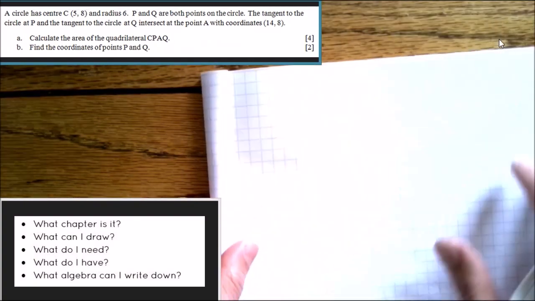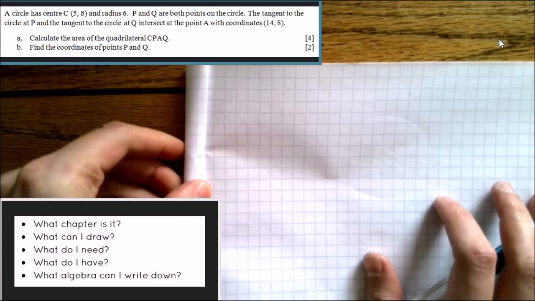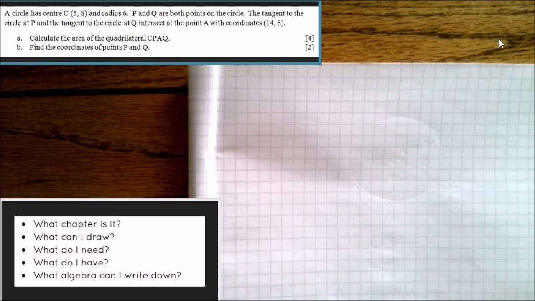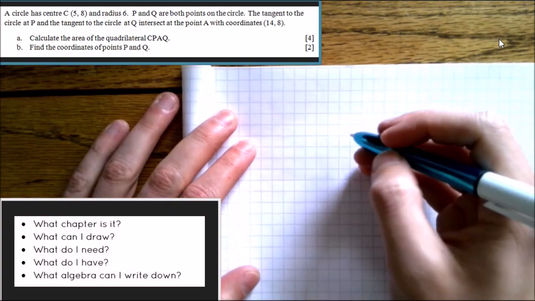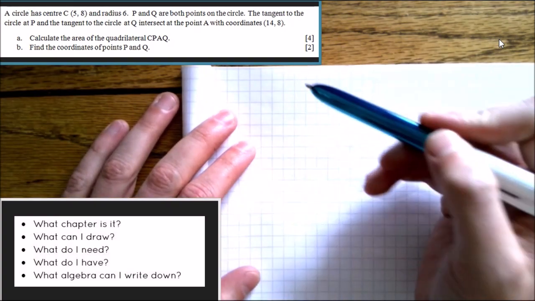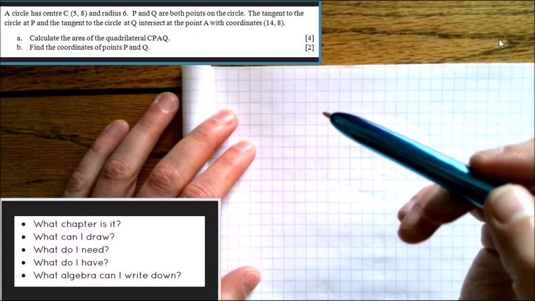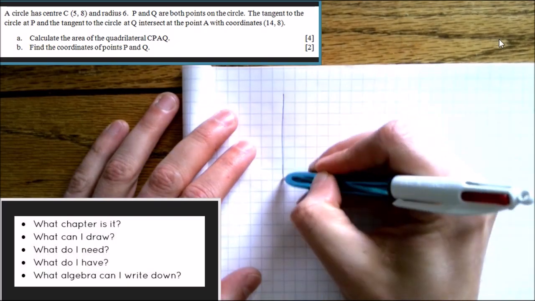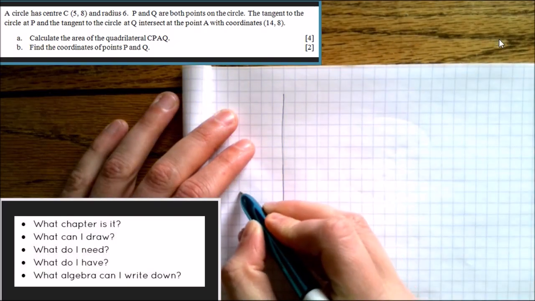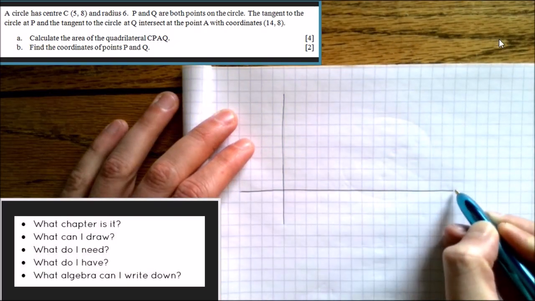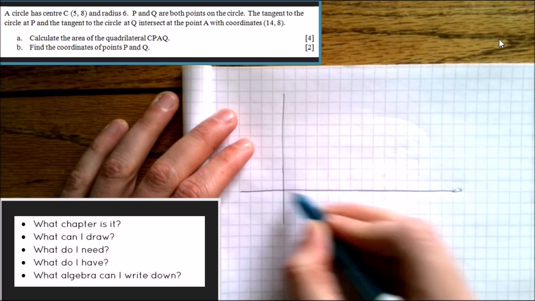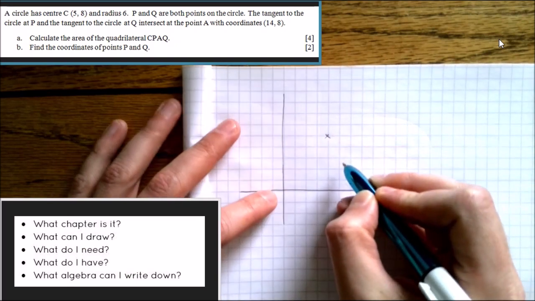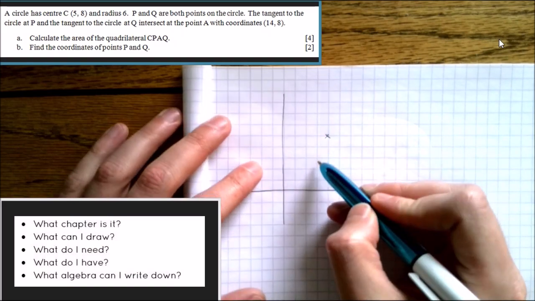What chapter is it? Well, it looks an awful lot like equations of circles, coordinate geometry again. You might be noticing a theme here. What can I draw? A sketch is incredibly important this time. Centre 5, 8, radius 6. This seems like it's mostly in the positive quadrant, so I'm going to focus on that. 5, 8, it's just a sketch. Radius 6.